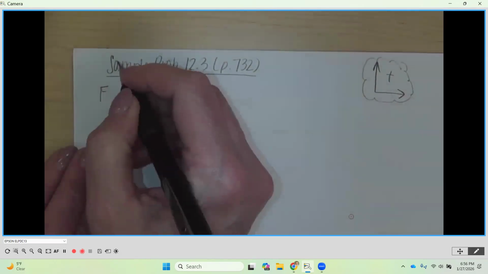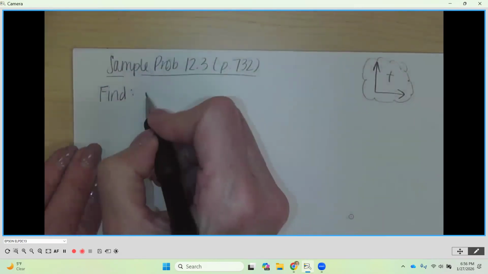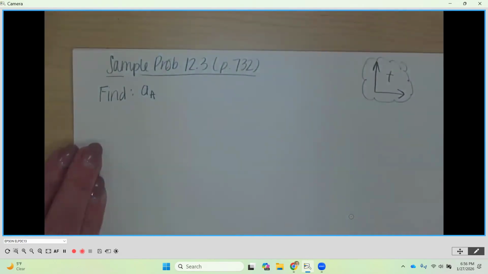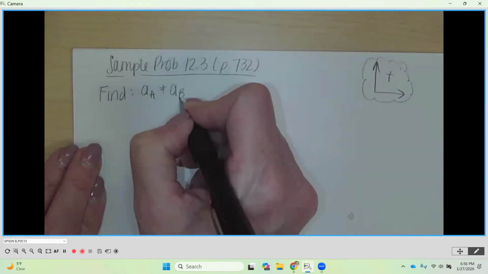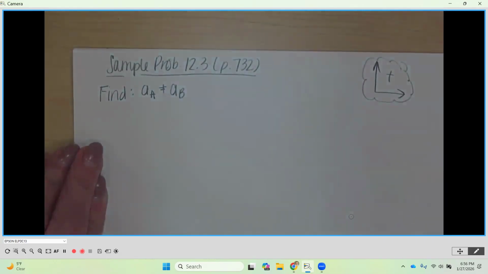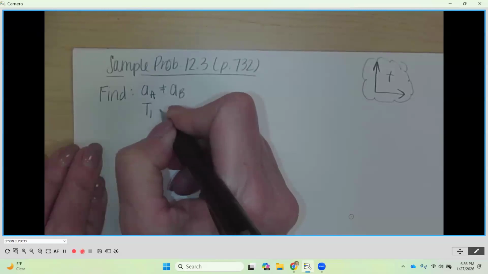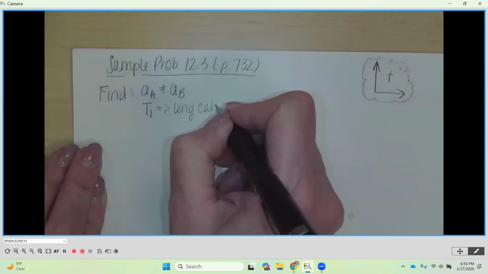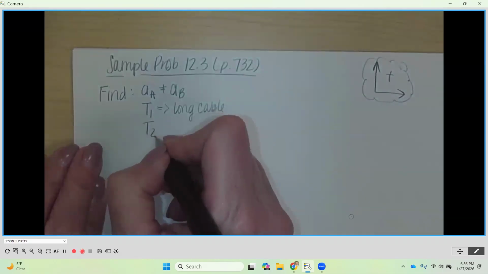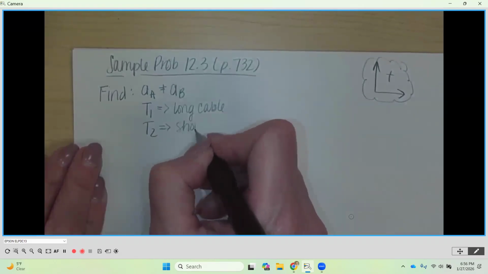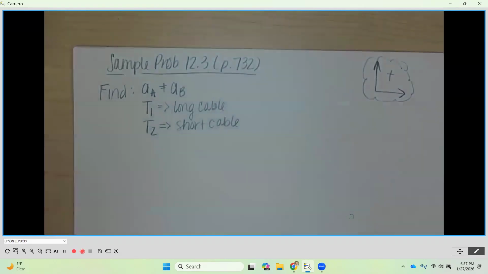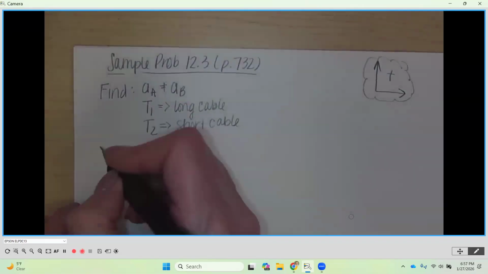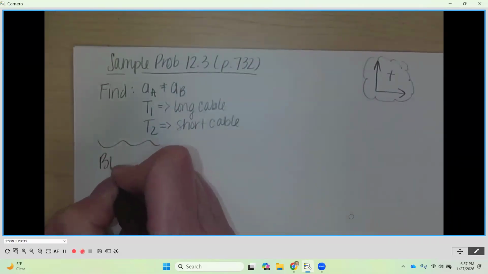We need to find, I'm going to put that right up here at the top, the acceleration of block A and the acceleration of block B. And then we need to find the tension in cable 1, T1. That is going to be the long cable. And then T2 is going to be the tension in that little short cable by block B. Okay, so we're going to be starting here with block A.